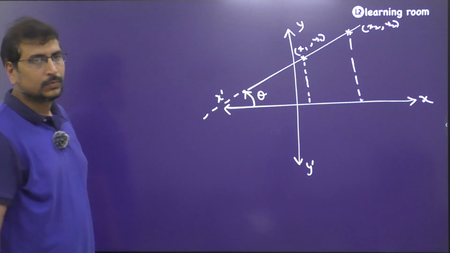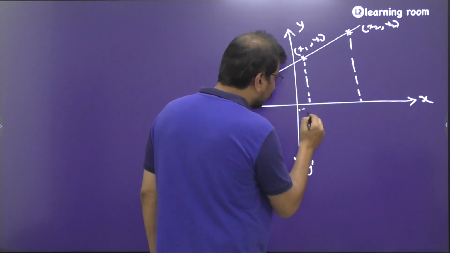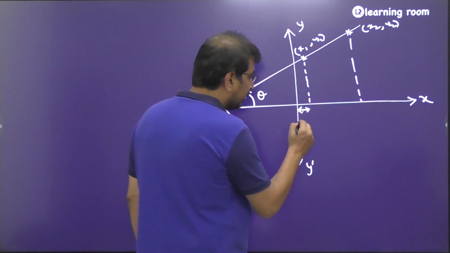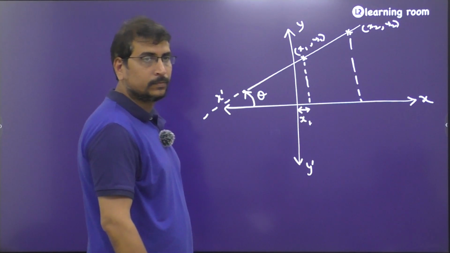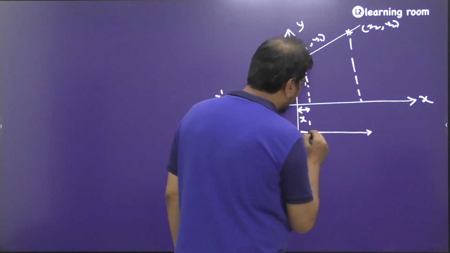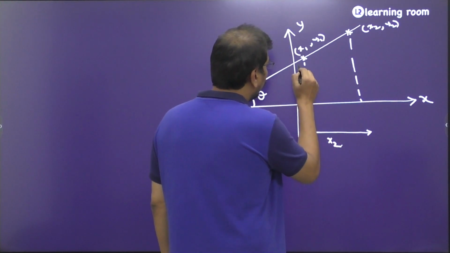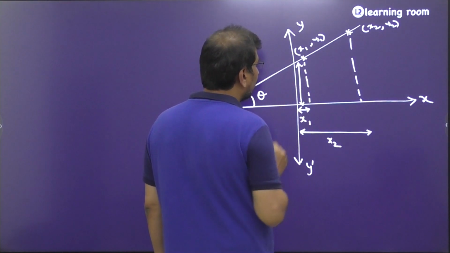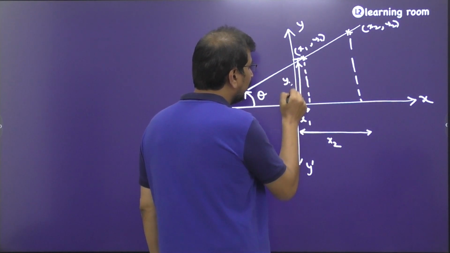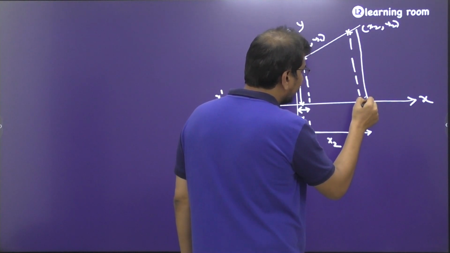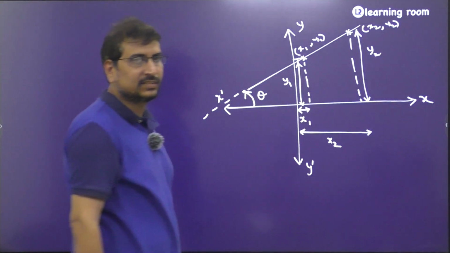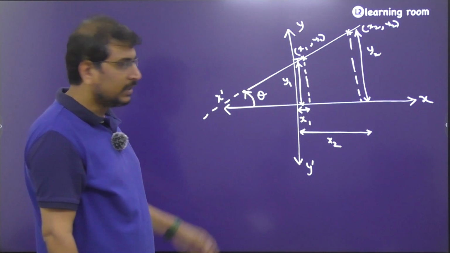perpendicular, right? Then what is this distance going to be? This is x1. Am I right? So what about this distance? Obviously, x2. So what about this distance? If I drop a perpendicular from here, then what is this distance? It is y1. Then what is this distance? y2. So y2 is basically the distance from the x-axis, and y1 is also the distance from the x-axis.